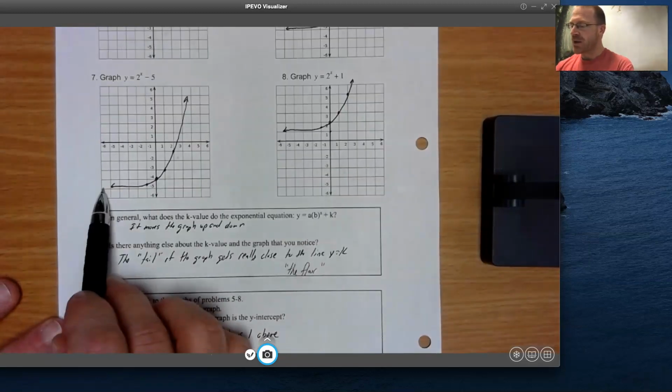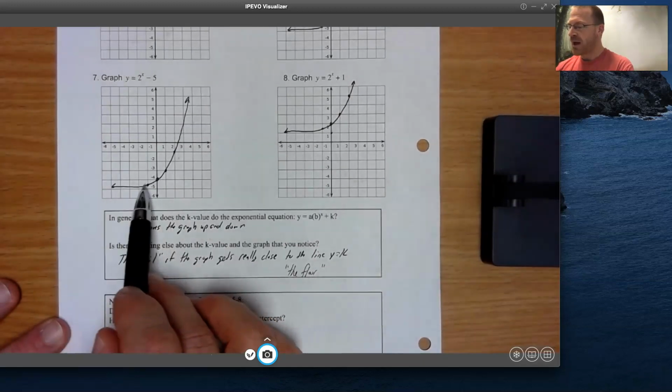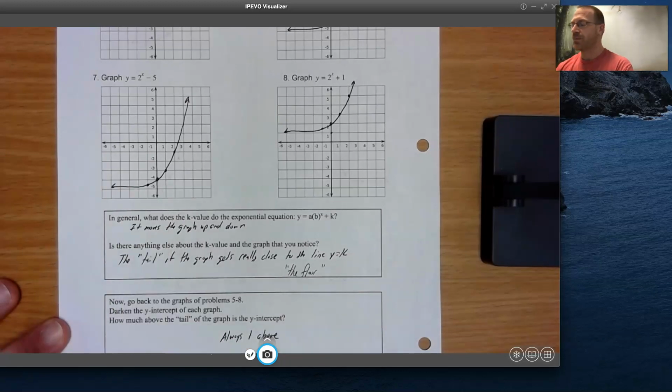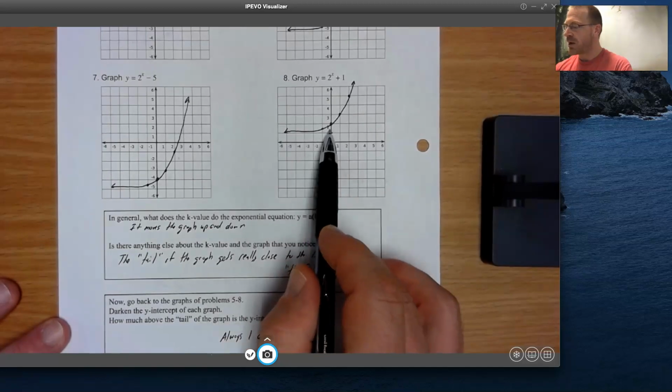All right, same thing here. My floor is -5. We can see that tail gets really close to -5. That y-intercept is 1 above. The floor is 1 this time. My tail gets really close to 1. I go back up here.